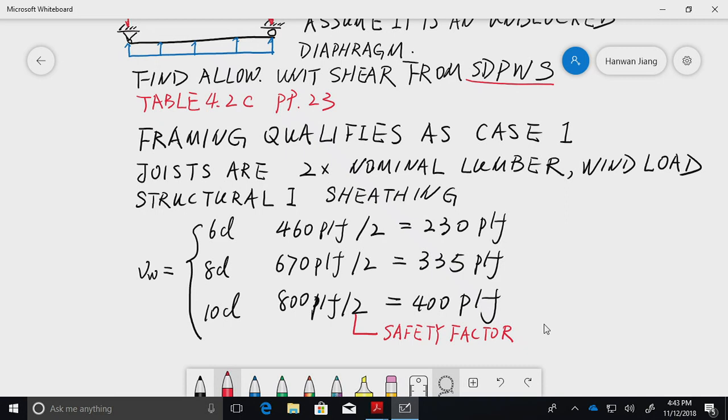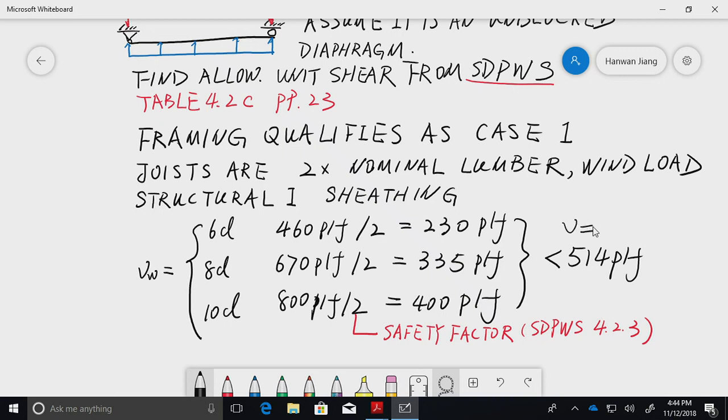Based on SDPWS 4.2.3, all of them are smaller than the applied load, 514 PLF. So it's not good. We have to apply blocking to increase the unit shear capacity of the diaphragm.